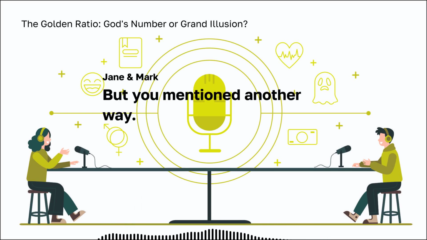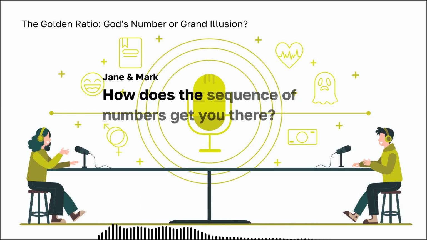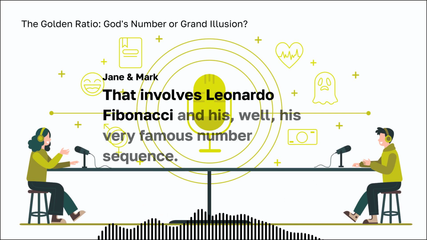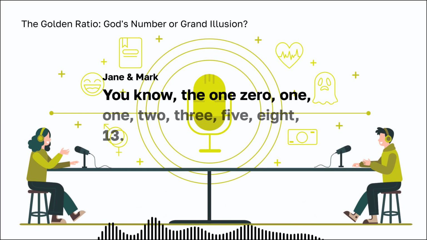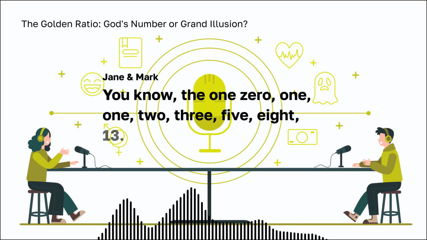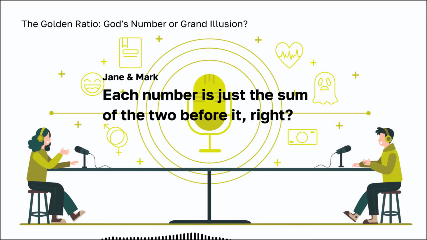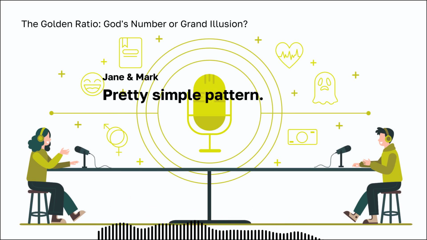But you mentioned another way, something arithmetic. How does a sequence of numbers get you there? Yes. That involves Leonardo Fibonacci and his very famous number sequence. You know the one: 0, 1, 1, 2, 3, 5, 8, 13, and it just keeps going. Each number is just the sum of the two before it. Right, the Fibonacci sequence. Pretty simple pattern.